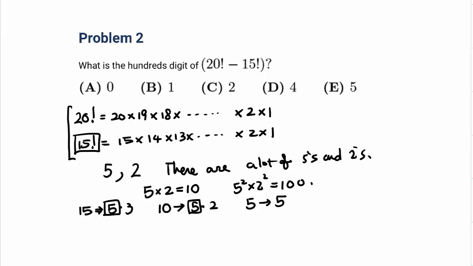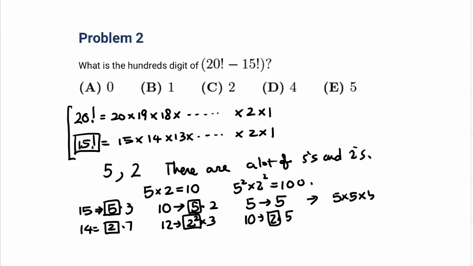First, 14 is 2 times 7, and 12 is 2 squared times 3. We have 2 squared, and also 10 is 2 times 5. There are many, it's enough. We have three 5s over here, 5 times 5 times 5, but there are more than three 2s. Anyway, we need only 3.